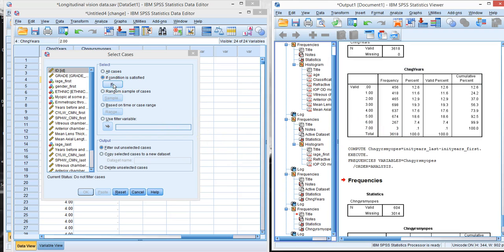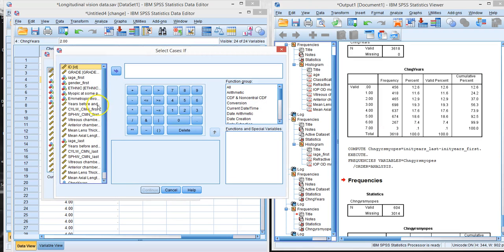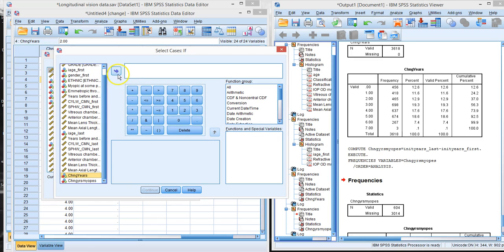So we're going to select based on change years greater than or equal to 3, and change years is less than 7. So this is going to give us people we followed for at least 3 years, but less than 7 years.